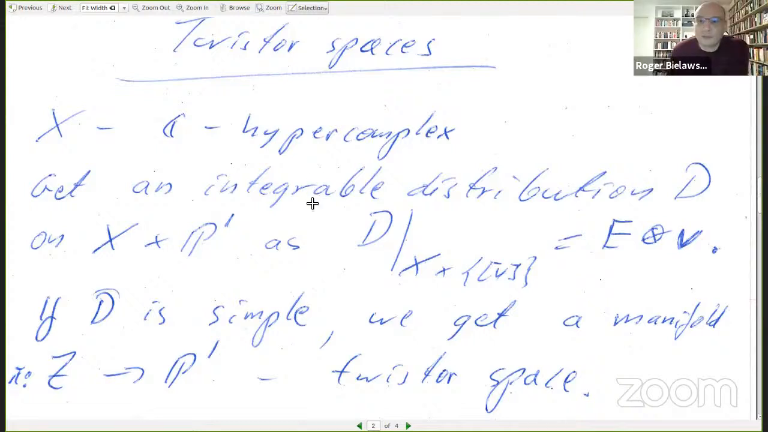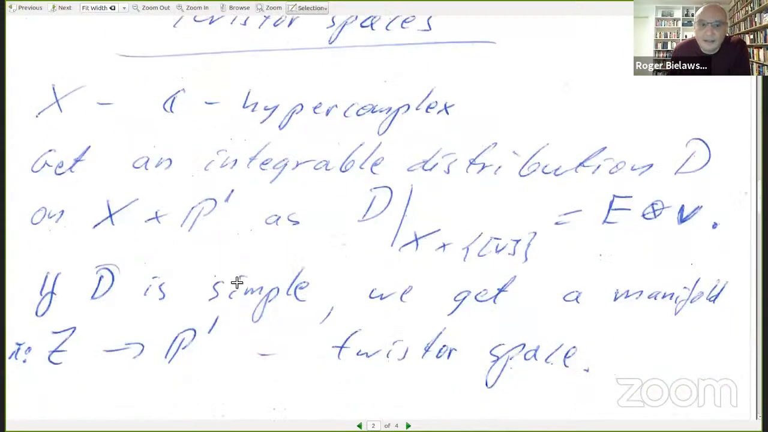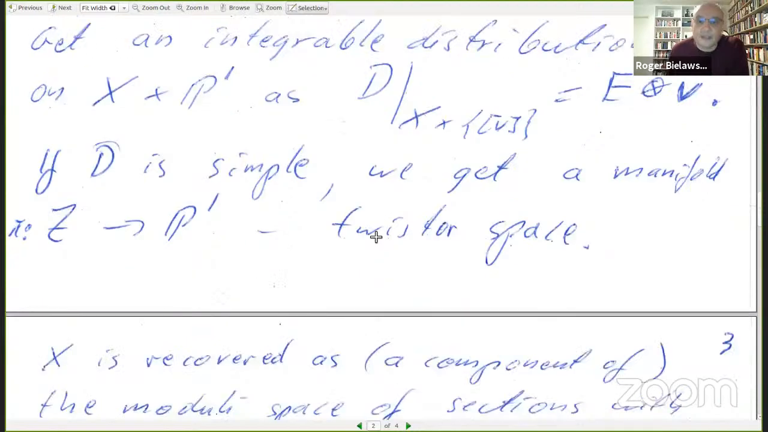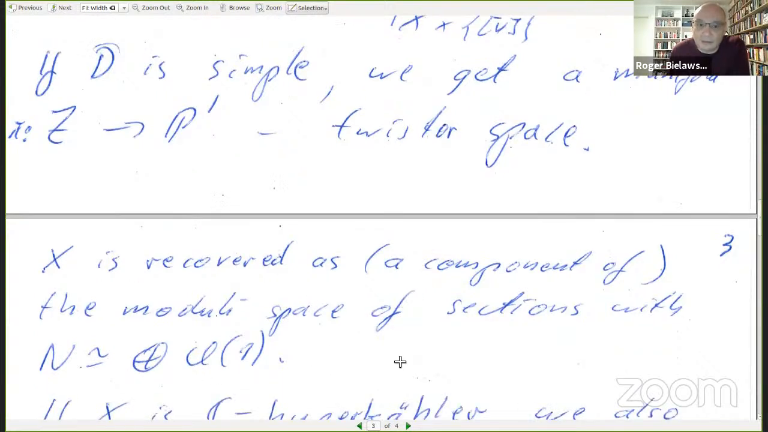Okay. Shall I continue? Or more questions? Okay, so we define this integrable distribution on X cross P1. If we are lucky and this foliation is simple, then we will get a manifold fibering over CP1, which will be the twistor space. Otherwise, everything has to be done in terms of foliated geometry. Then X is recovered as usually a component of the moduli space of sections with this normal bundle, a sum of line bundles of degree 1.